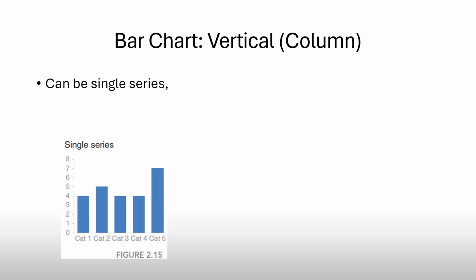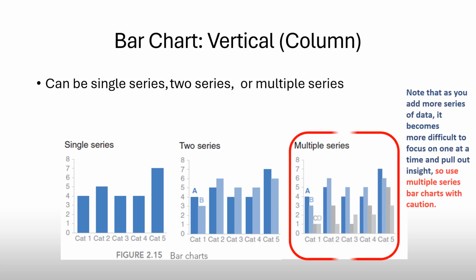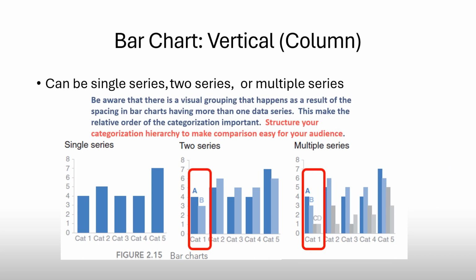Vertical or column charts can be single series, two series, even more, multiple series. But proceed with caution with multiple series because it can become difficult to focus on one data set at a time and pull out insight. Also notice with two or more series, we have a grouping here due to the categories. Therefore, structure your categorization hierarchy to make comparison easy for your audience.